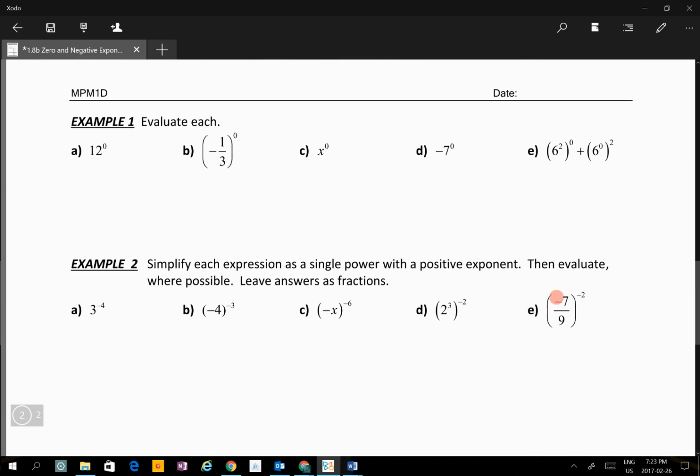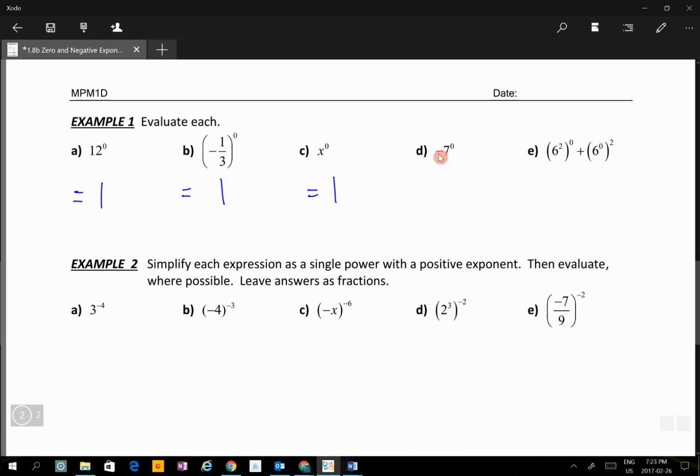So let's just apply some of these rules, evaluating each. So here, 12 to the power of 0. Any base raised to exponent 0 is 1. Here's a base, here's even a negative fractional base. As long as the exponent outside the bracket is 0, your answer is going to be 1. X to the power of 0, so even if you have a variable, you're going to get 1.